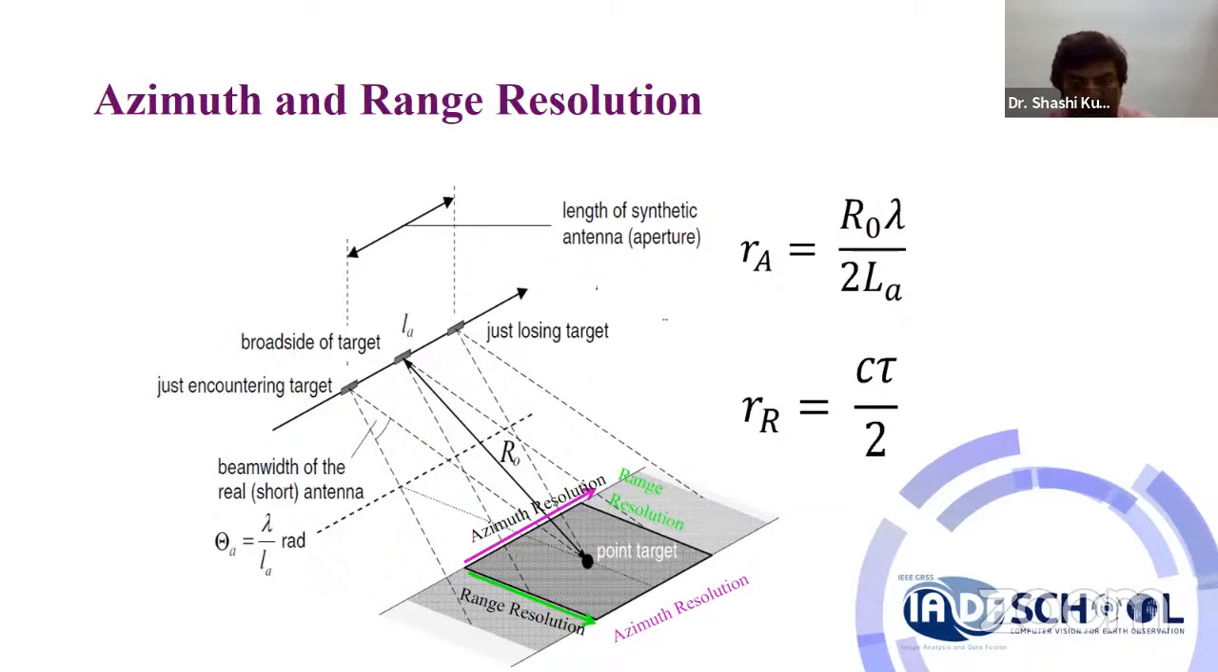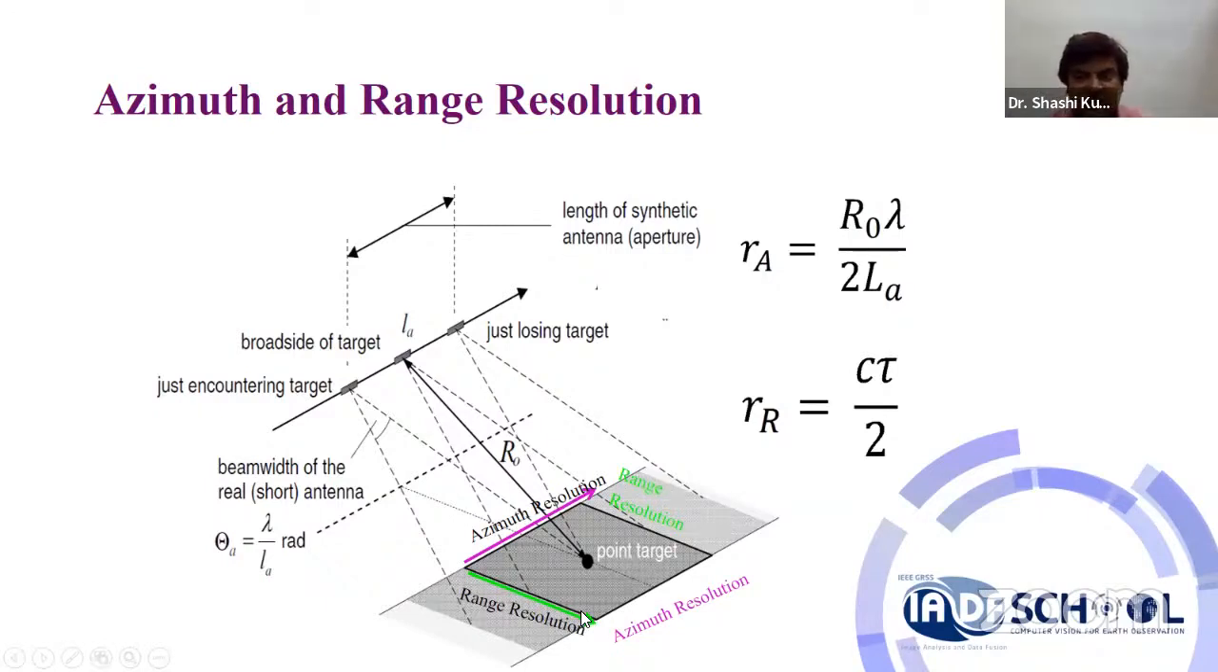the resolution cell. Okay, the resolution cell is the smallest unit of the sensor. Beyond that, the sensor cannot detect any object. Okay, so if the object size is greater than the resolution, then only will objects be detected as individual targets. If two objects are separated by a distance less than the specified resolution, then both objects will be detected as a single object. They will not be distinguished as two separate objects. Okay, so here you can see that azimuth resolution and range resolution are different. The azimuth resolution is the length of the resolution cell in the forward direction or azimuth direction, and range resolution is the length of the resolution cell in the range direction.